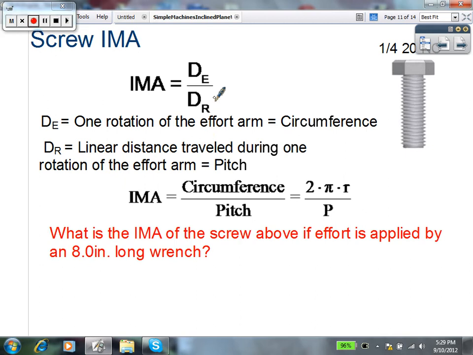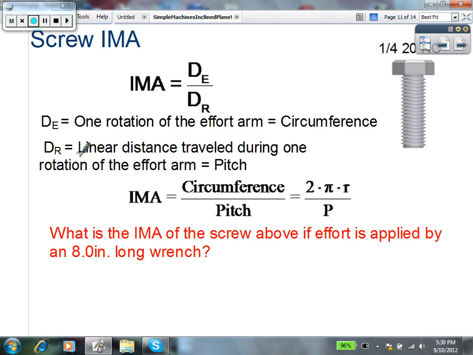Once again, ideal mechanical advantage is the distance the effort travels over the distance the resistance travels. The effort is going to travel, in one rotation of the effort arm, the circumference of the effort arm. So if you attach a wrench to this, it's going to be the length of the wrench. If you attach a screwdriver to this, it's going to be the circumference of the screwdriver handle. Right? So the circumference depends on what you're using to turn the screw.